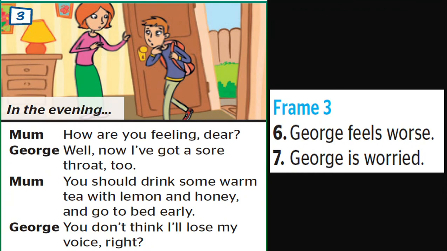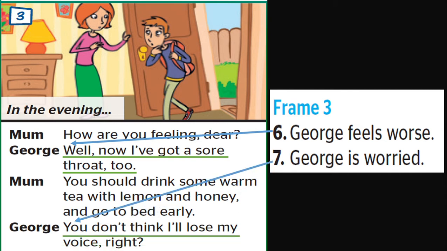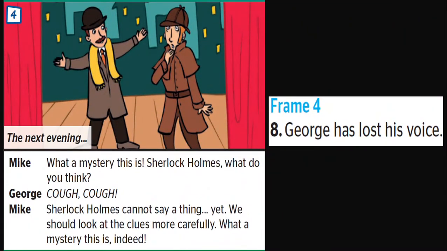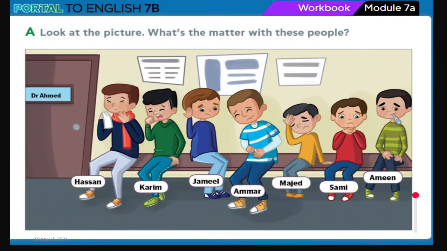Move to frame 3. George feels worse now. Yep, great. Well, now I've got a sore throat too. George is worried. Yeah, great. You don't think I'll lose my voice, right? And the last one, number 8. George has lost his voice. Now he has lost his voice. When he started coughing, Sherlock Holmes cannot say anything. So that means the proof.